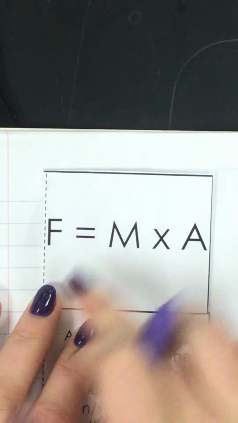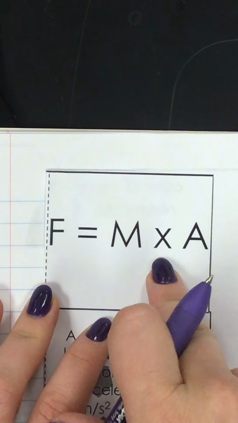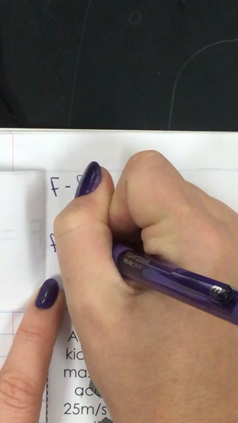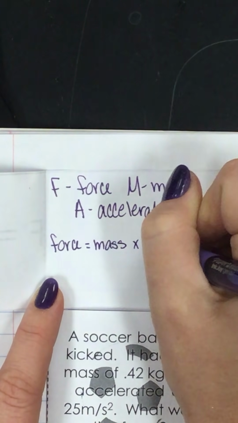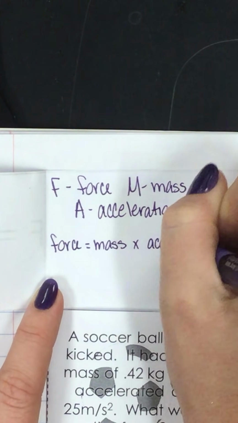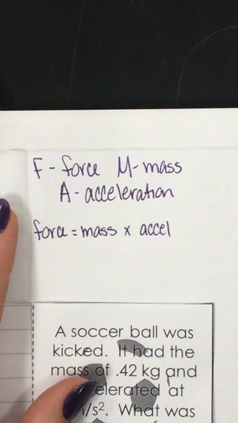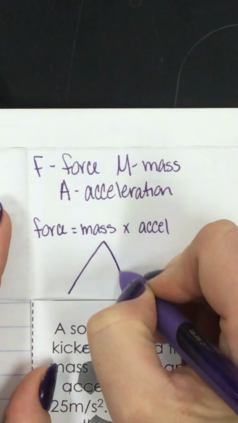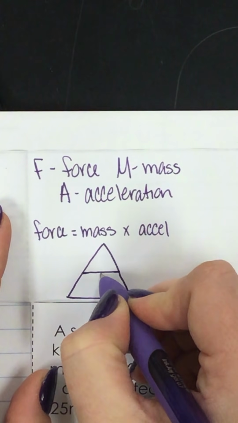So whenever we read this formula, F equals M times A, that means force equals mass times acceleration. Under here, I also want you to go ahead and redraw your formula triangle. We're going to be using this a lot today. Draw your triangle, divided into 3.